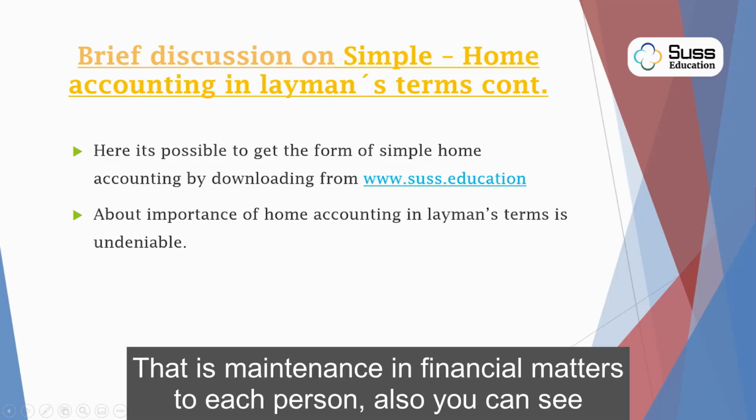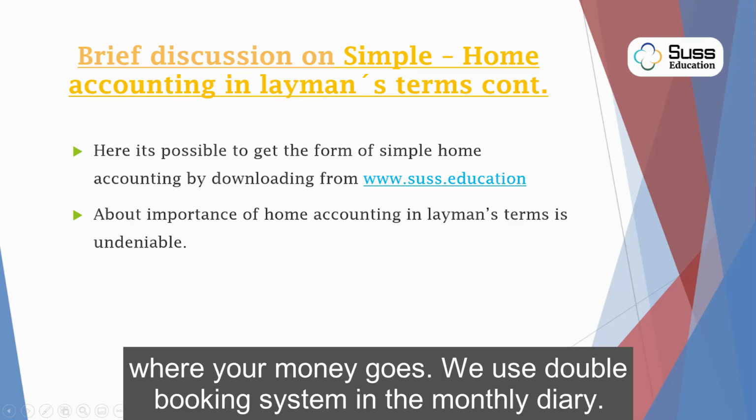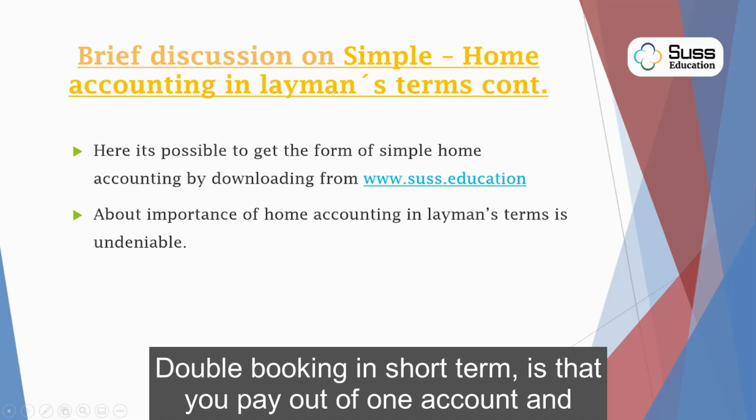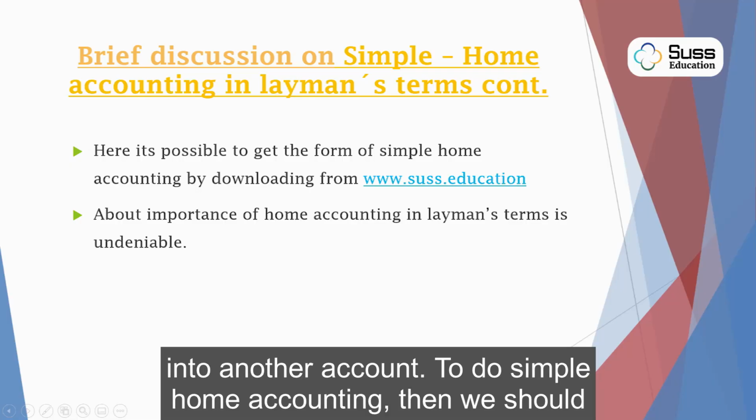The importance of home accounting in layman's terms is undeniable. That is, maintenance in financial matters for each person, and also you can see where your money goes. We use a double booking system in the monthly diary. Double booking in short is what you pay out of one account and into another account.